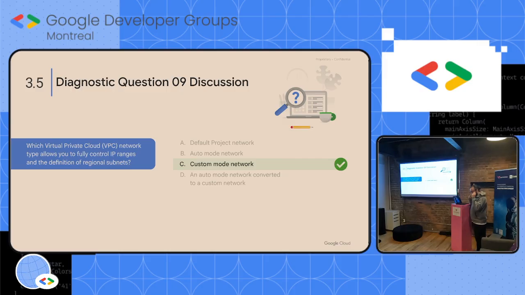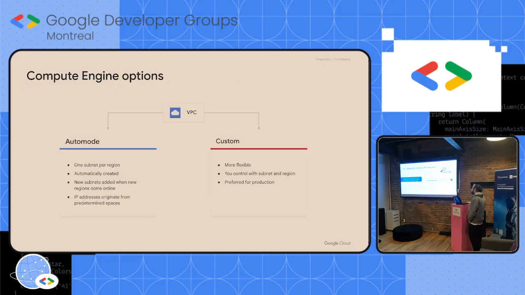So yes, just a reminder that custom mode is the best practice for production. And the default and the auto mode network is pretty cool to do some proof of concept. Auto mode: one subnet per region, automatically created. Each time GCP provides a new region, you automatically have a new subnet inside this region.